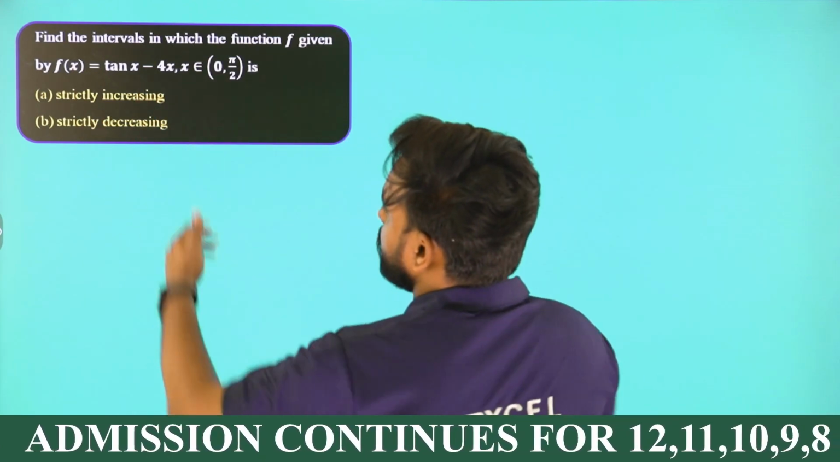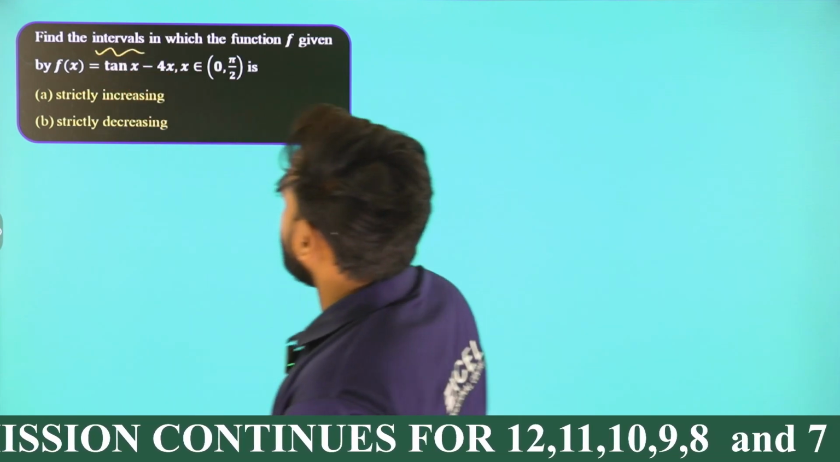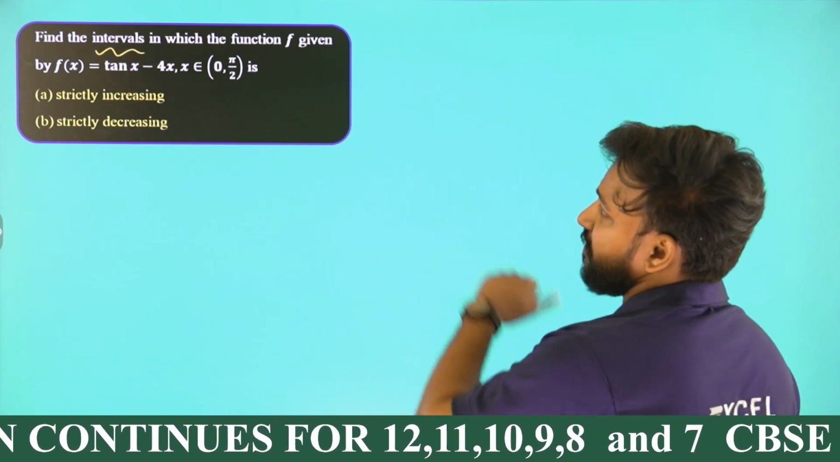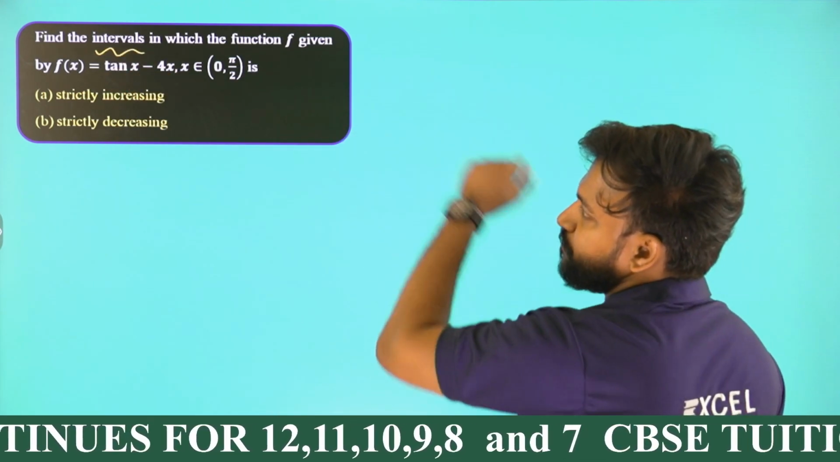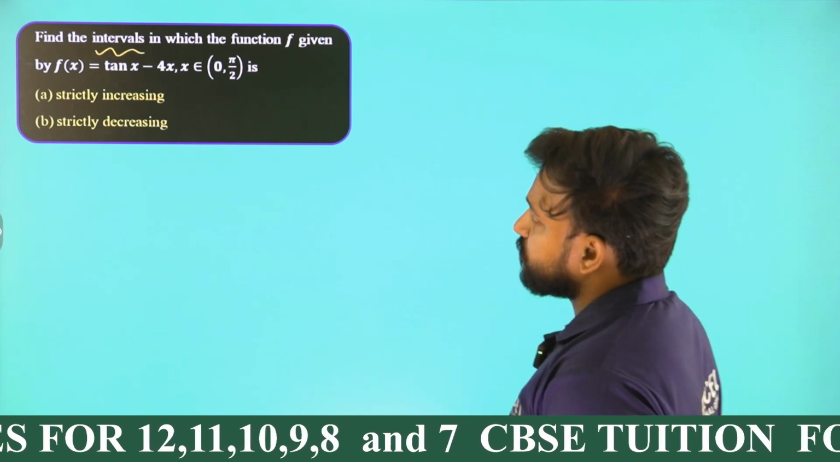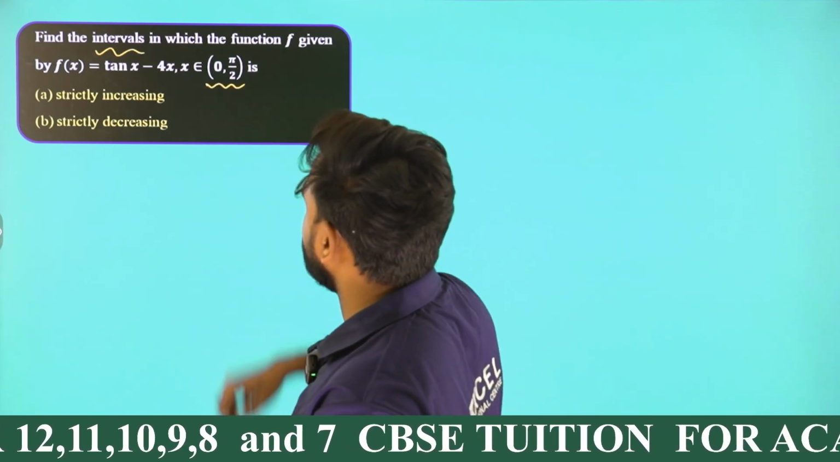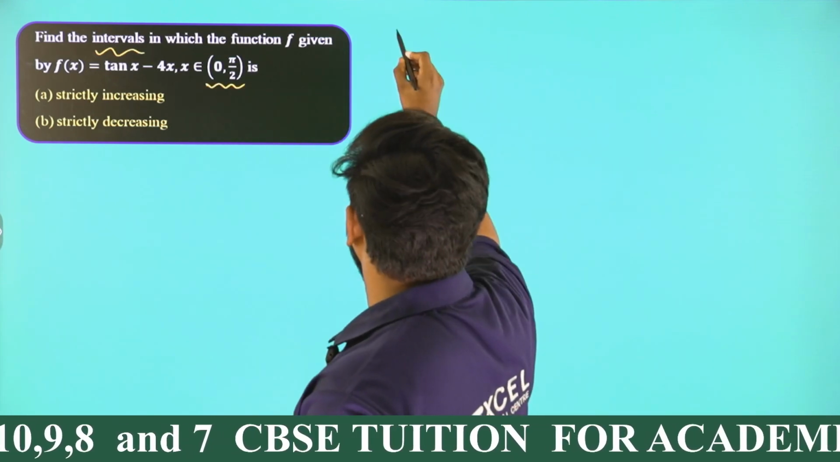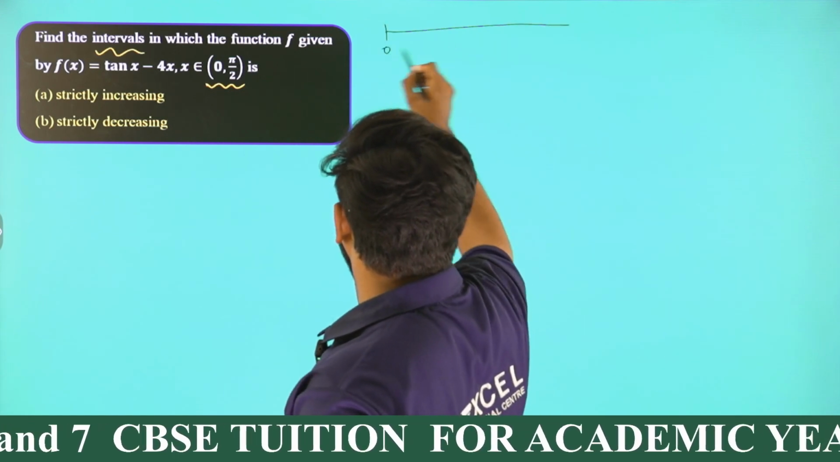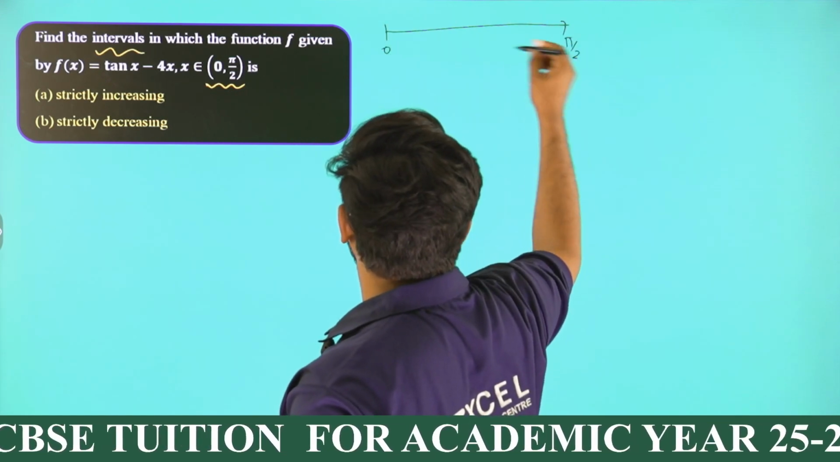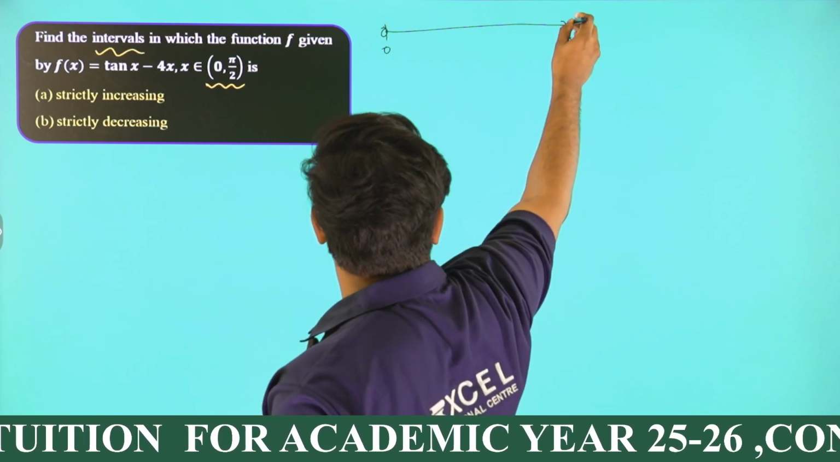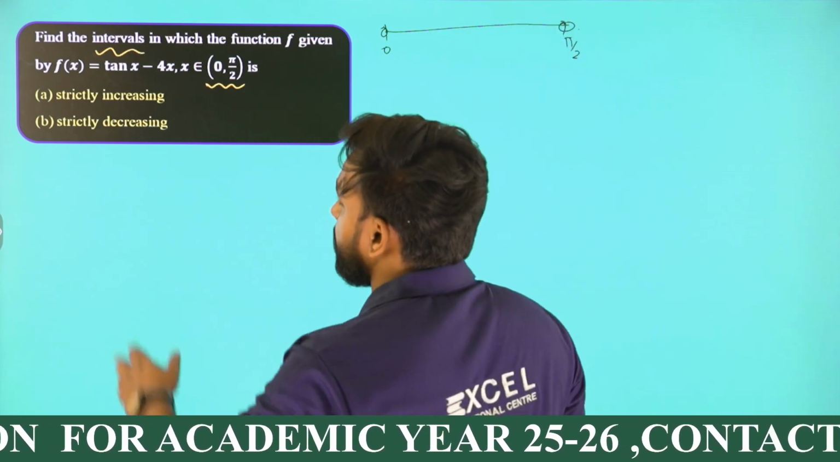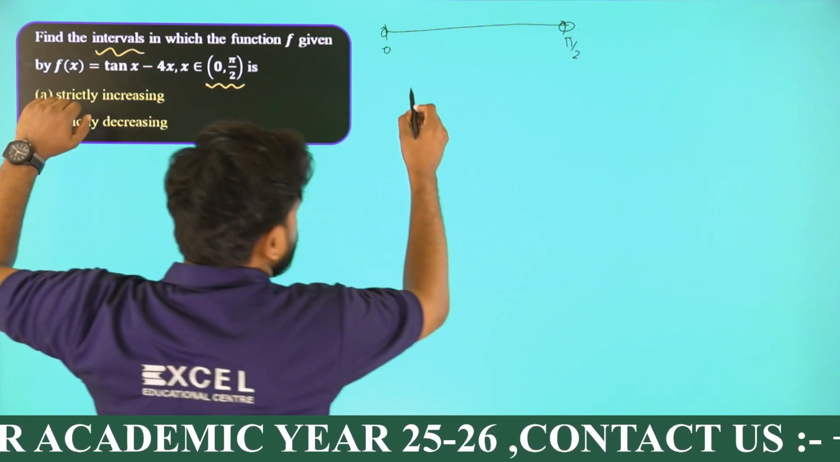Find the interval. So this is an interval question. Find the interval in which the function f given by f of x is equal to that. It is between 0 and pi by 2, and 0 and pi by 2 are not included. So we need to find the intervals. So of course we have to differentiate.